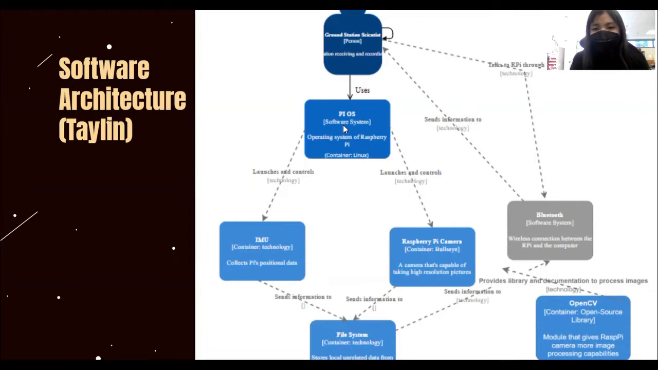Our Raspberry Pi camera will always be on preview until it senses something and then sends the information to our file system, which we access from our Bluetooth. We're also using OpenCV, which provides a library and documentation to process our image.